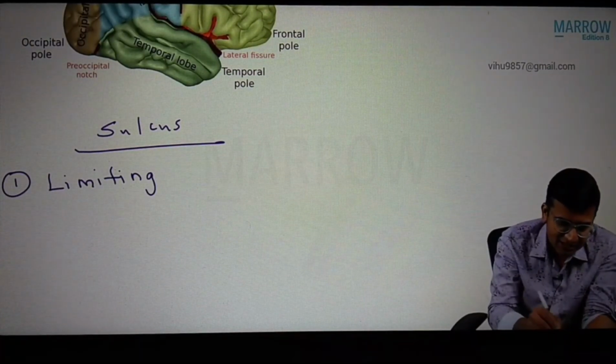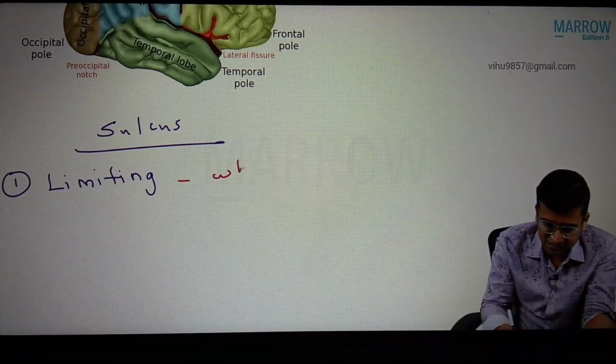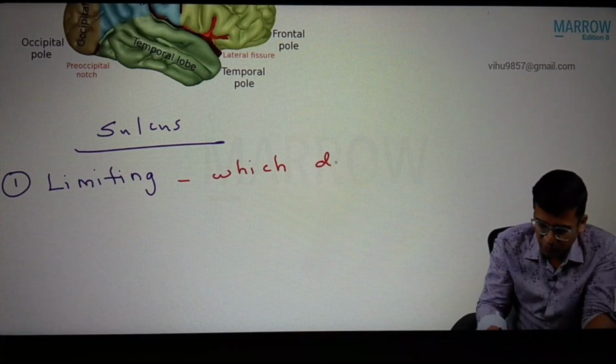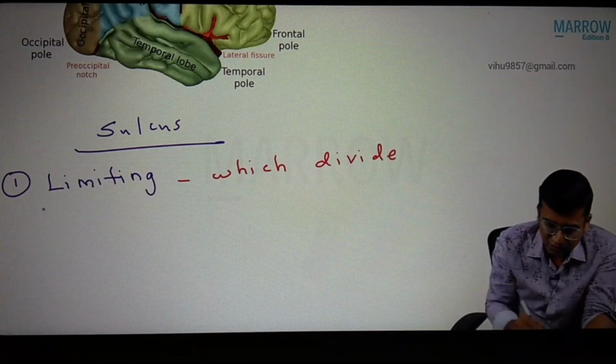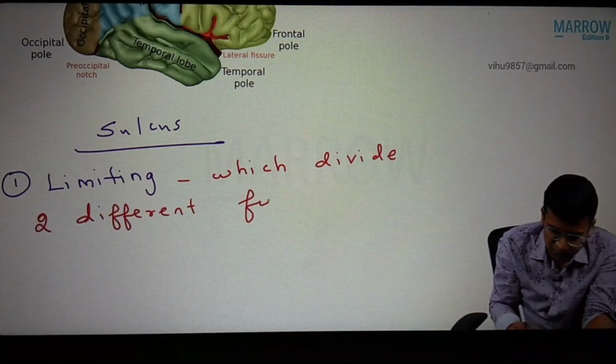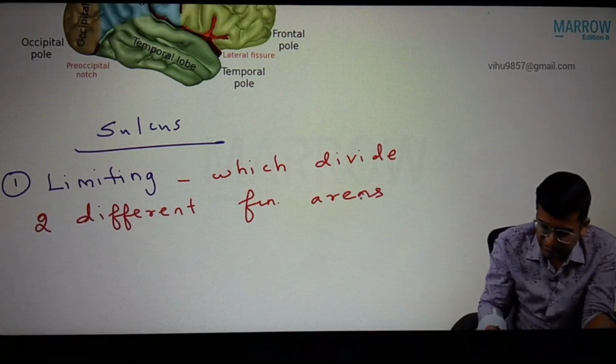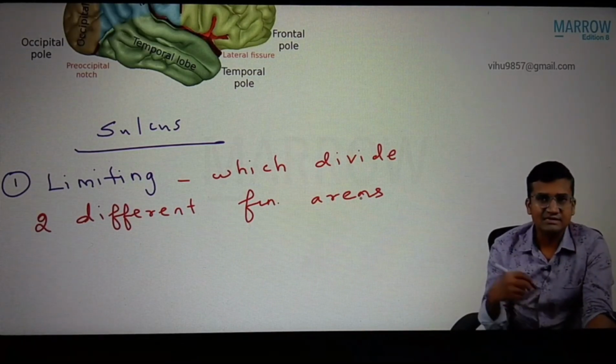Limiting sulcus, which divides two different functional areas. Okay, that's a limiting sulcus.